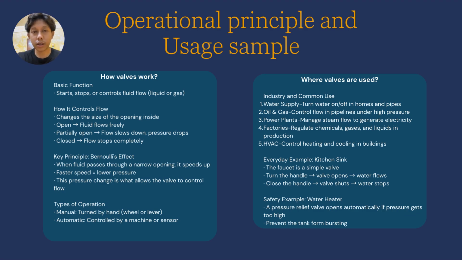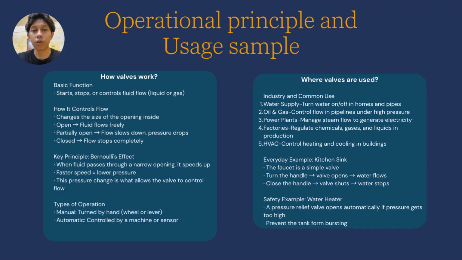So the key principle here is Bernoulli's effect. Basically, when the fluid passes through a narrow opening, it speeds up, and faster speed means lower pressure. This pressure change is what allows the valve to control the flow. Valves can be operated manually by hand or automatically by a machine or a sensor.